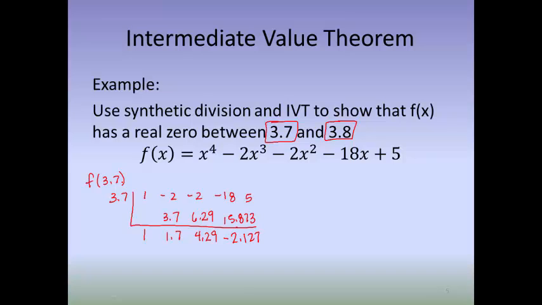Should have written my 5 a little farther away. Times another 3.7, and it gives me negative 7.8699. And I've got a positive 5 there. So f of 3.7 gives me negative 2.8699. Let's try f of 3.8.